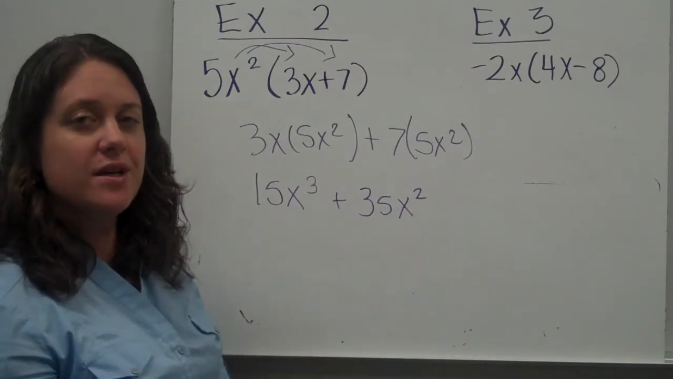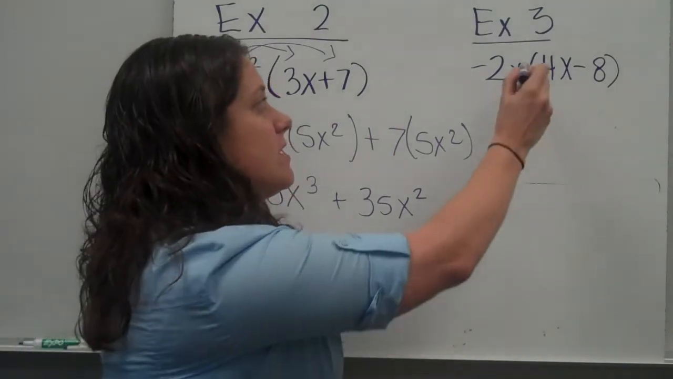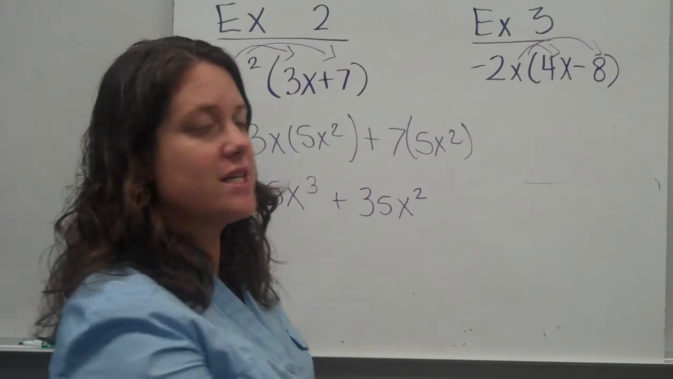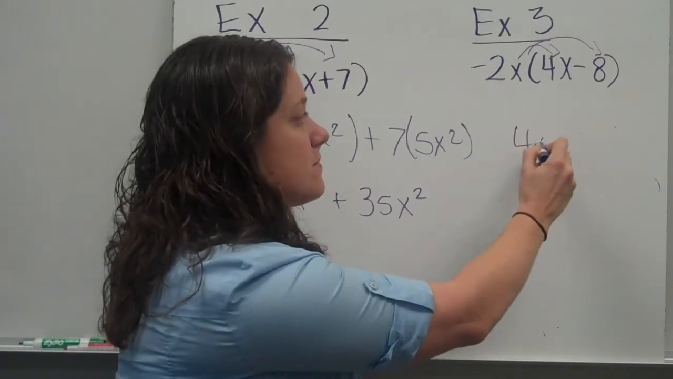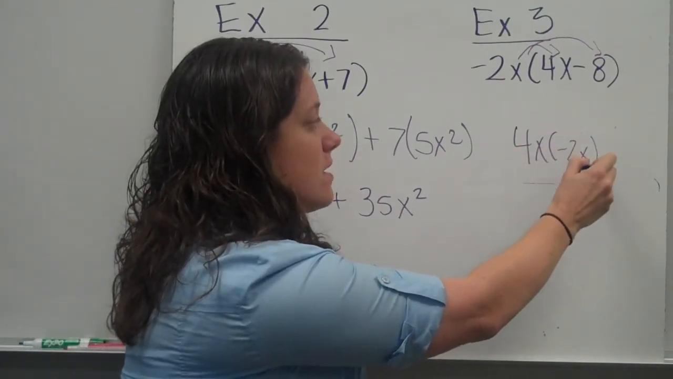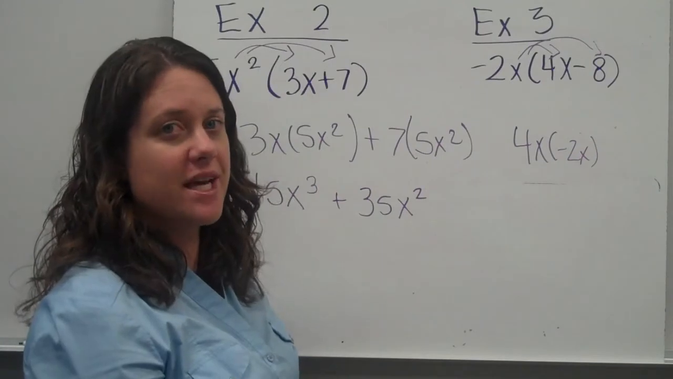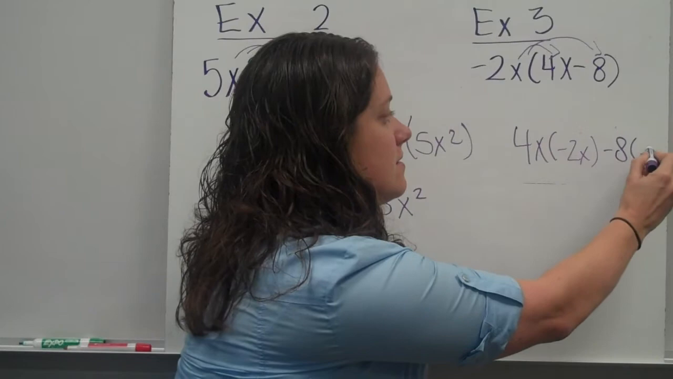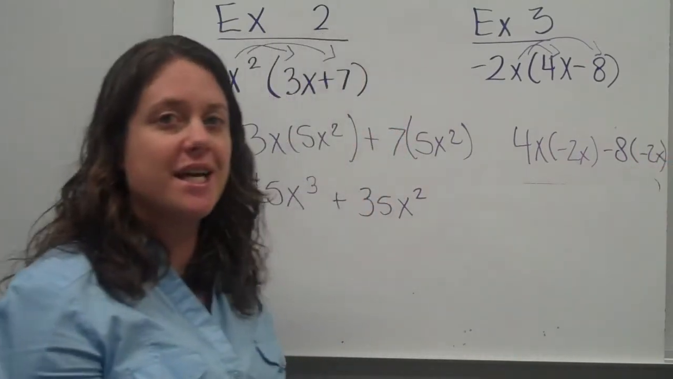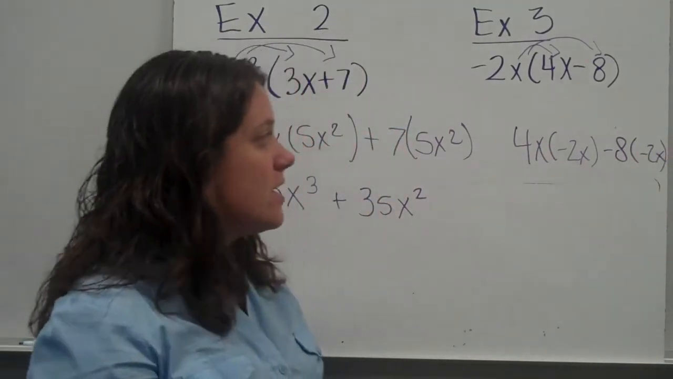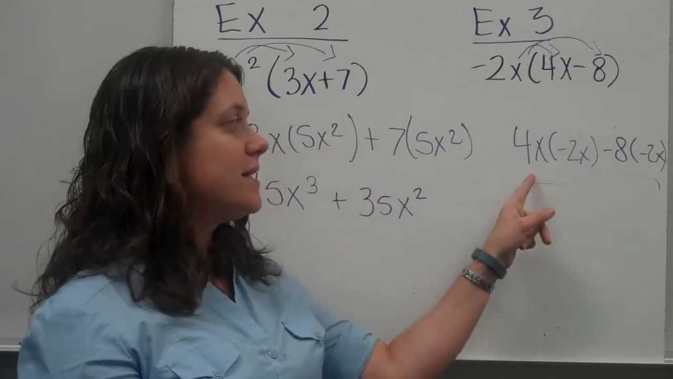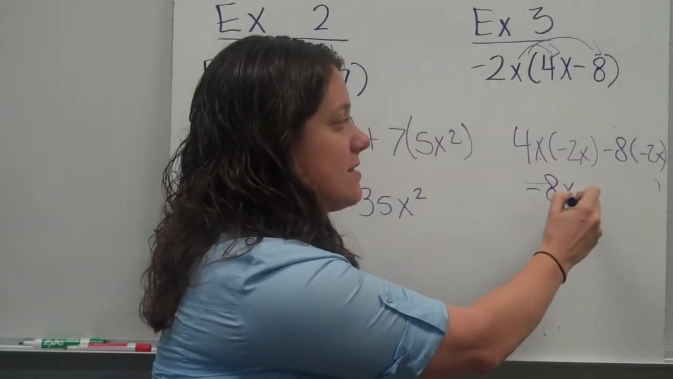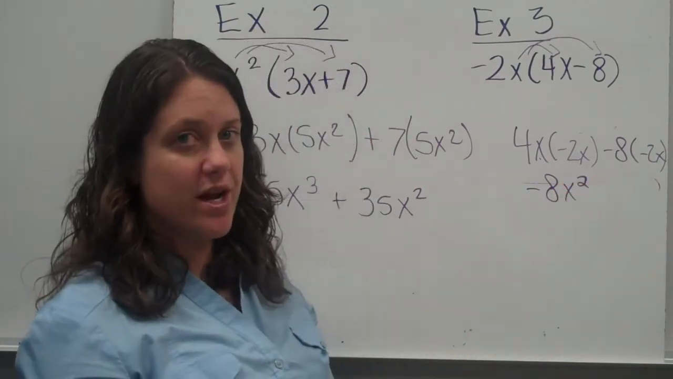Alright, and again in standard form I have to the third and to the second, so that works for standard form. Okay, on this one, what I'm going to do is distribute to both terms. So I have the 4x first. I multiply the 4x times the negative 2x, and then I'm going to subtract 8 times the negative 2x. Now when I multiply this, I have a positive times a negative, so that's a negative 8, and x times x gives me an x squared.